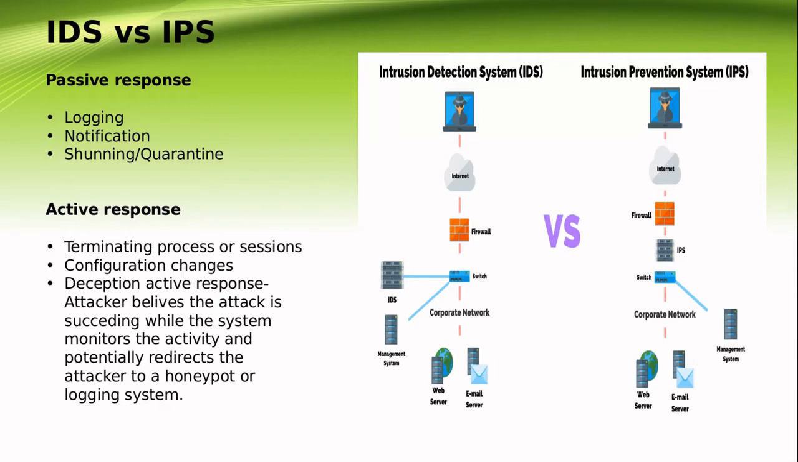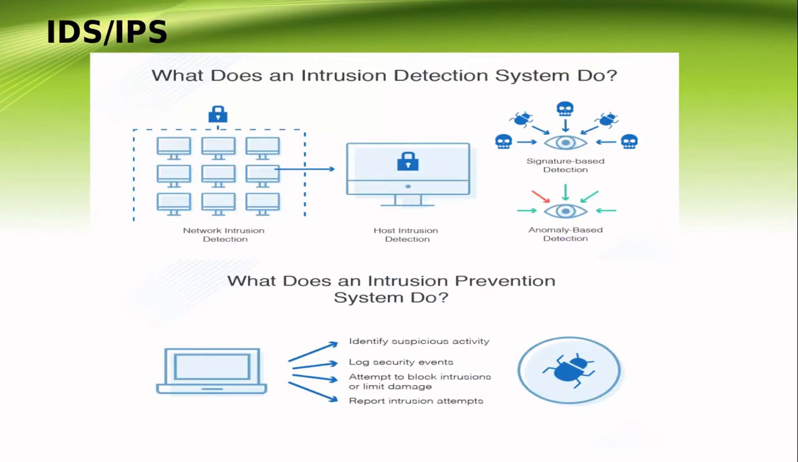This is a good example of the picture. Active response is terminating processes or sessions, configuration changes, and deceptions. In an active response example, the attacker believes that the attack is succeeding while the system monitors the activity and potentially redirects the attacker to a honeypot or logging system.